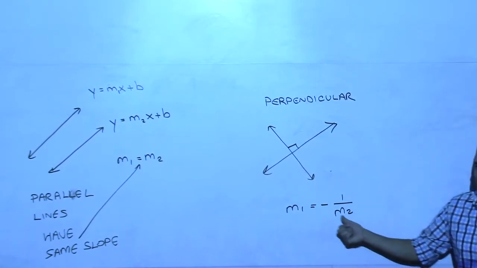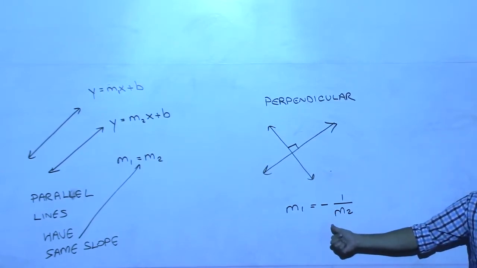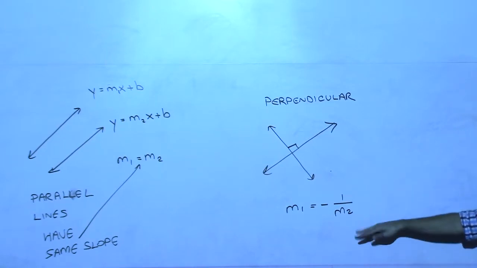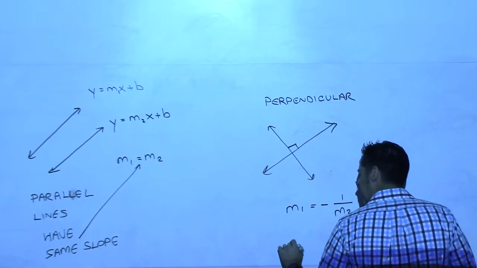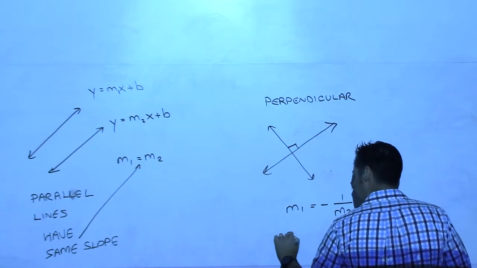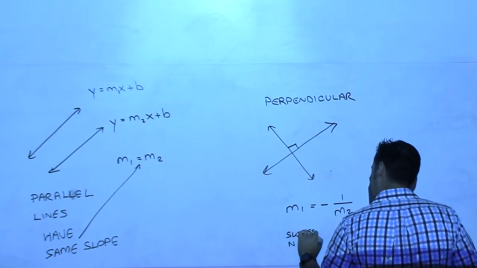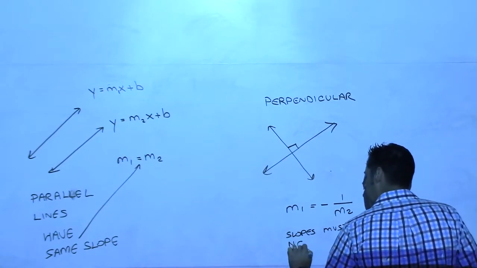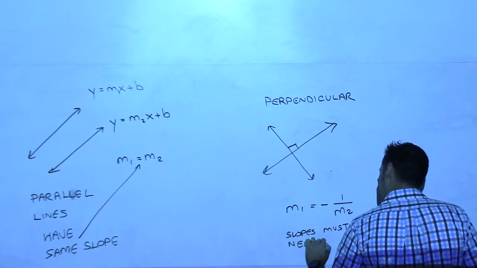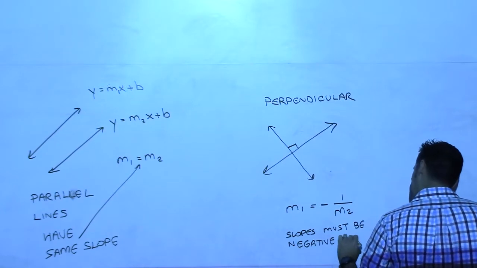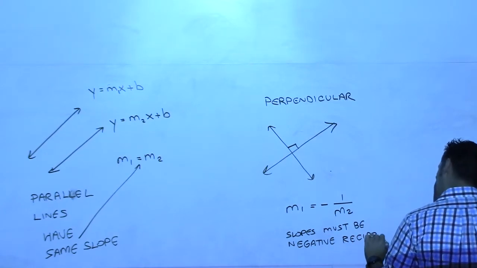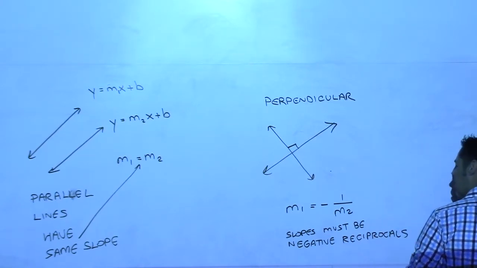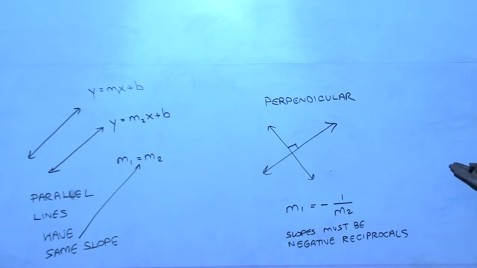And when you write it like this, it's confusing to students. So I'm going to just say this in words instead of that equation. They have to be negative slopes, must be what we call negative reciprocals. So I'll show you some examples of slopes that would be perpendicular.